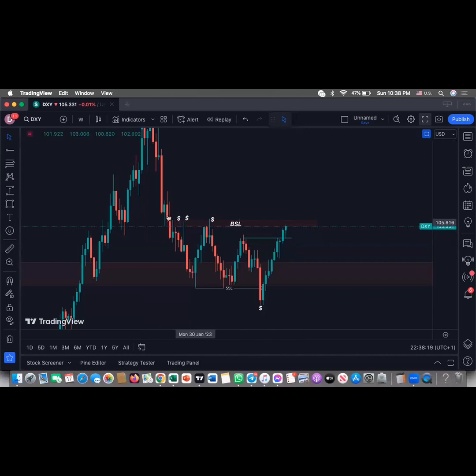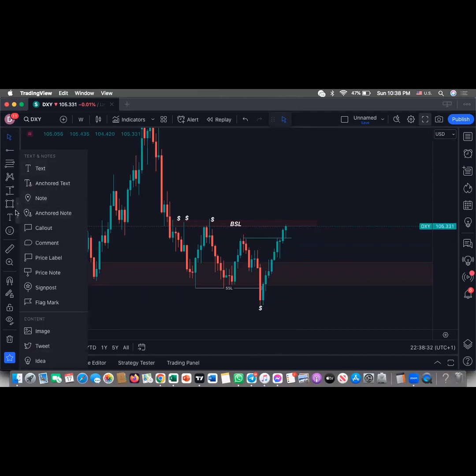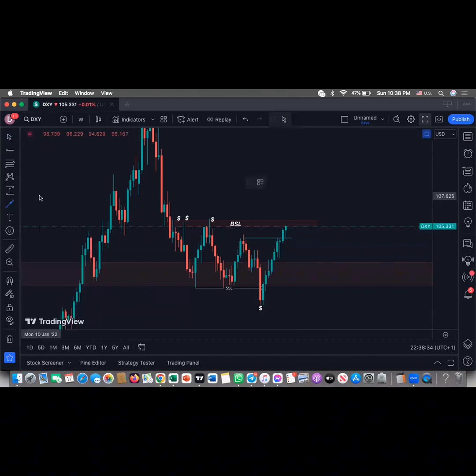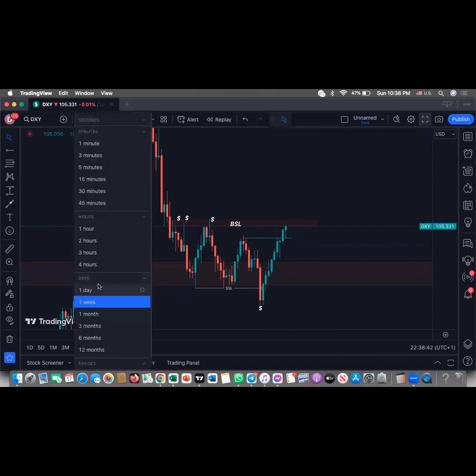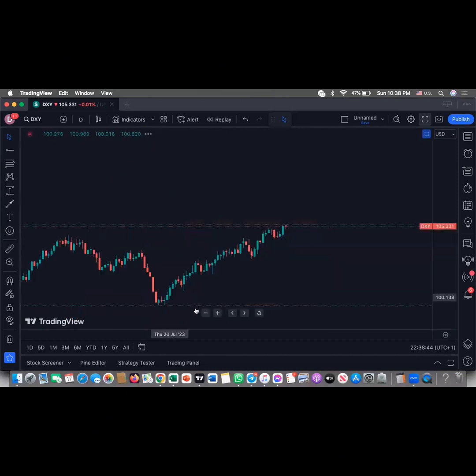But right now we're faced with the buy side liquidity. These are liquidity levels resting above this zone, and from the look of things and according to the structure of the market, it's going to be quite easy for the bulls to continue the push and break above this zone here at 105. So let's look at the daily time frame and see what DXY is doing.